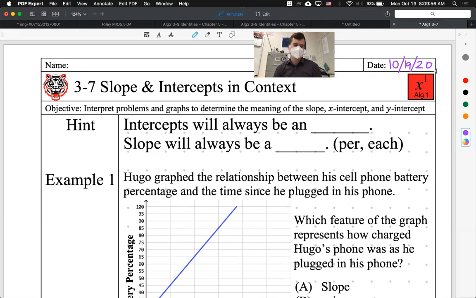So it's these interpret questions, which are that higher level of don't just do a procedure, but actually figure out what you've been doing to do that. My hint for you guys for these problems is intercepts will always be an amount. So I'll write the word amount here. Some fixed number. And slope will always be some sort of ratio.